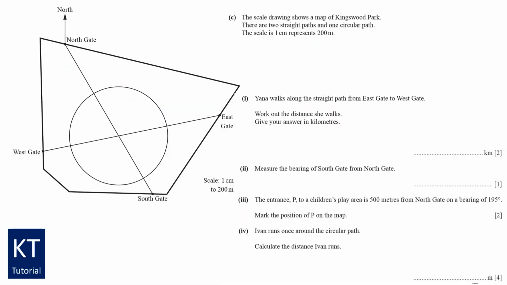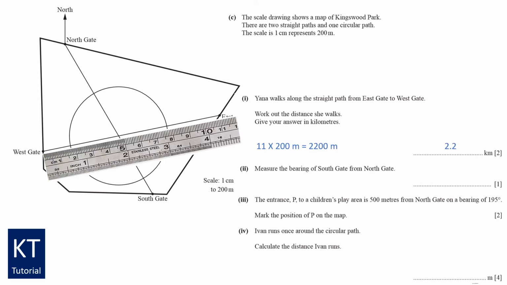Question 1c. The scale drawing shows a map of Kingswood Park. There are two straight paths and one circular path. The scale is 1 cm representing 200 meters. Yana walks along the straight path from East Gate to West Gate. Work out the distance she walks. Give your answer in kilometers. With the measurement coming to 11 cm, one needs to times by 200 according to scale. This comes to 2,200 meters or 2.2 kilometers.